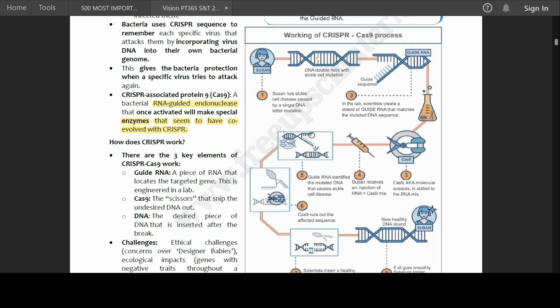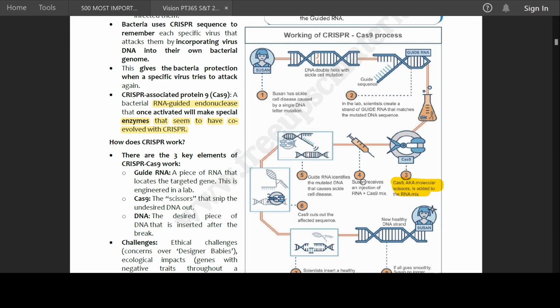For example, step one, take as the patient Susan. If Susan has a sickle cell disease caused by a single DNA letter mutation, then Susan's double DNA helix with the sickle cell mutation is taken and guide RNA is attached to it. Then in the lab, scientists create a strand of guide RNA that matches the mutated DNA sequence. Okay. Then the third step comes, attaching of Cas9. Cas9, also called molecular scissors, is added to the RNA mix which was produced in the lab.